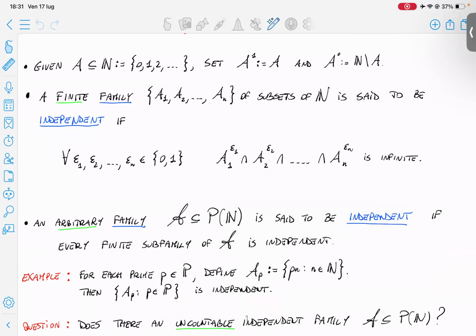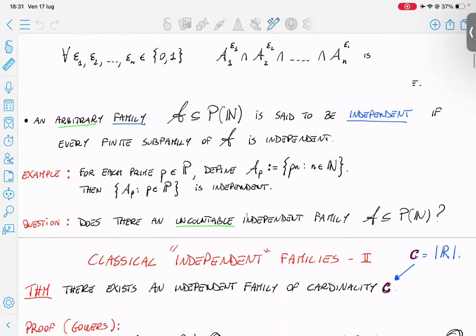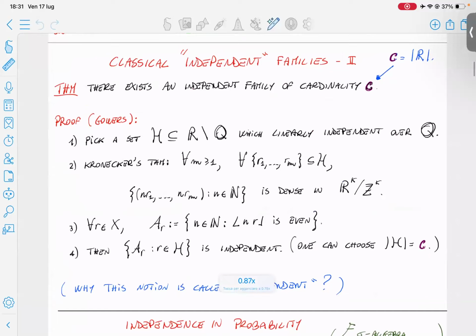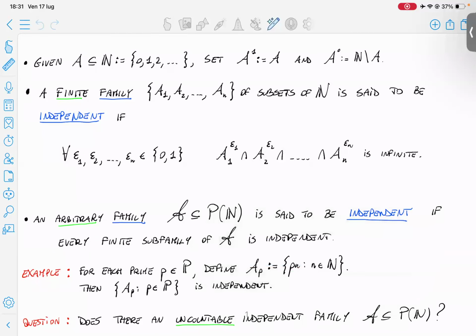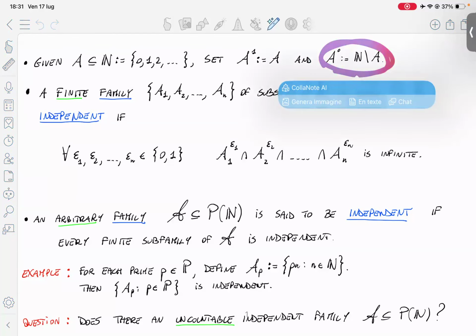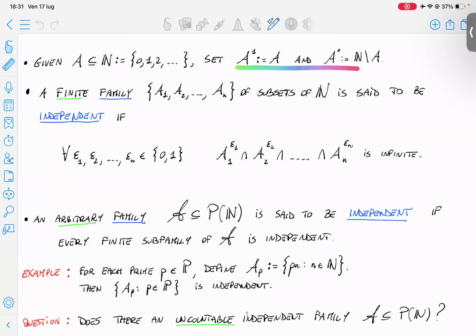So the first question that comes to mind, but this is also well known, is: does there exist an uncountable independent family contained in the power set of the naturals? Well, theorem. Excuse me, Paolo, what does it mean when you raise the set to the power 0? That's written here. To the power 0 means the complement. Thank you. To the power 1 is the set itself. And thank you for asking, because we will use this notation up to the end.